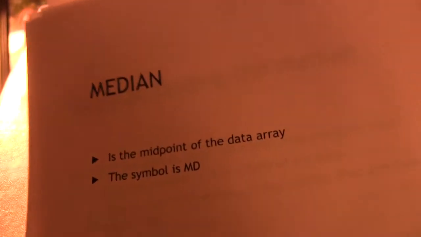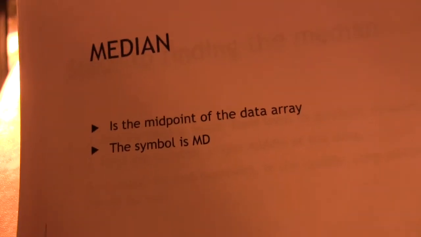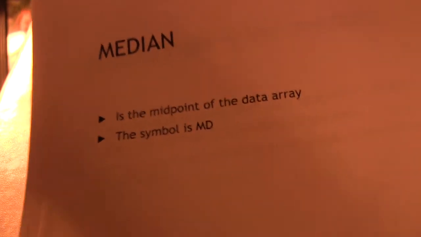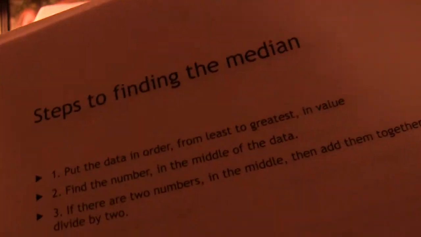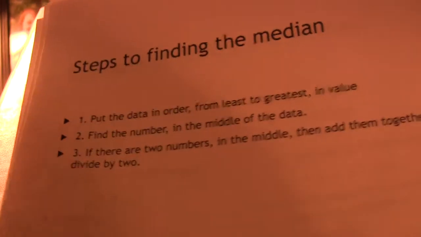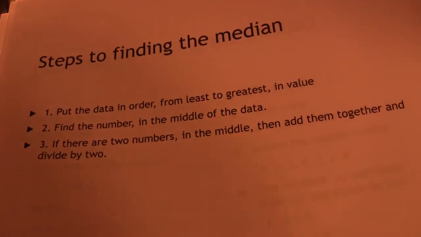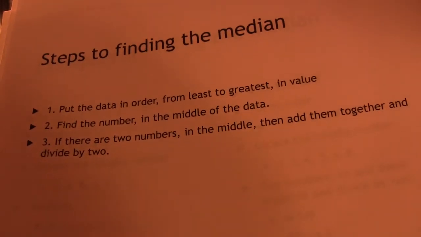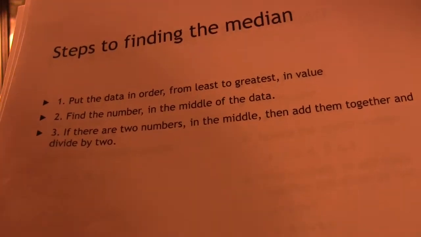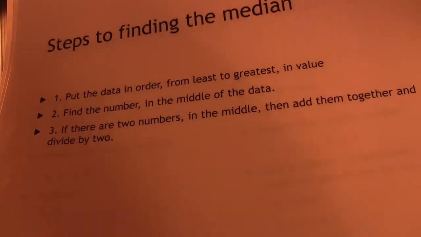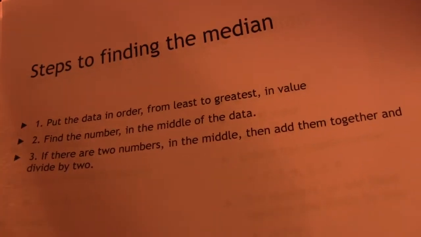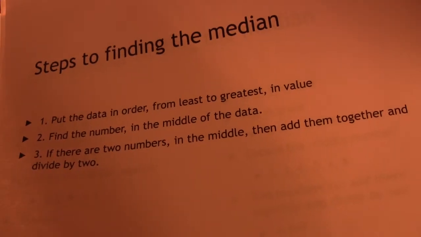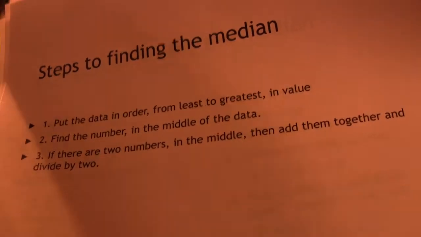Okay. Median is the midpoint of the data array, and the symbol is MD. The steps to finding the median are, first, you put the data in order from least to greatest in value. Second, you find the number in the middle of the data. Third, if there are two numbers in the middle, then you add them together and divide by 2.